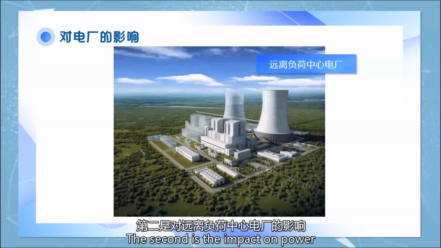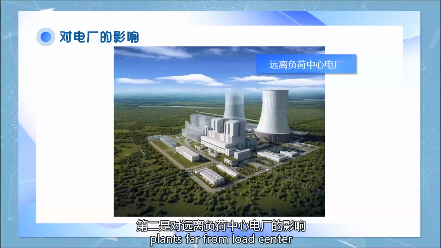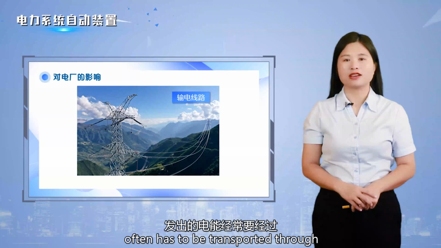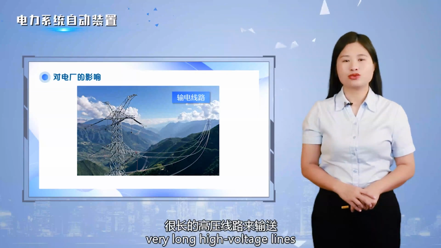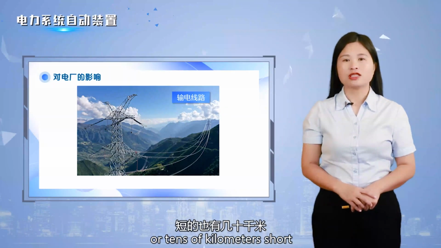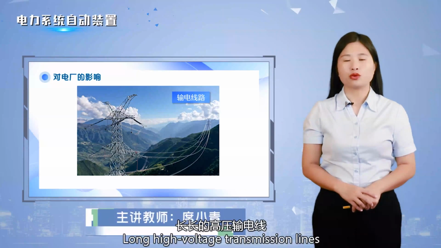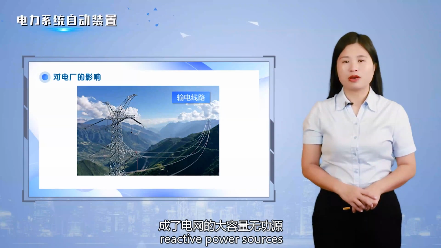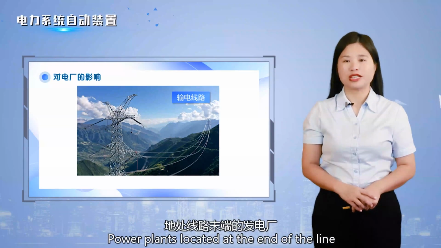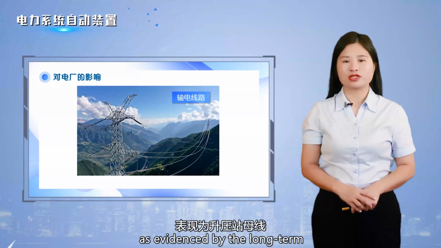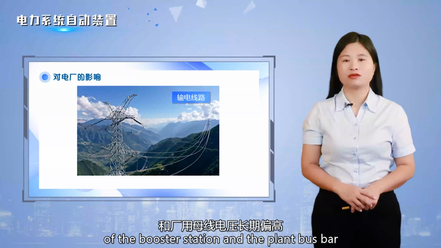The second is the impact on power plants far from load center. Electricity from power plants located far from load center often has to be transported through very long high voltage lines. These transmission lines can be hundreds of kilometers long or tens of kilometers short. Long high voltage transmission lines become the grid's large capacity reactive power sources. Power plants located at the end of the line are rich in reactive power, as evidenced by the long-term high voltage at the bus bar of the booster station and the plant bus bar.